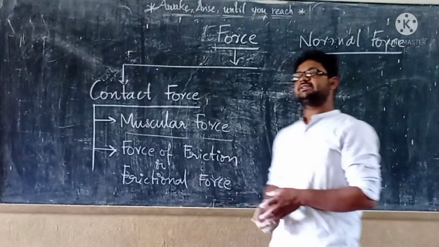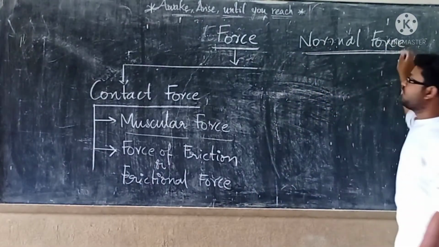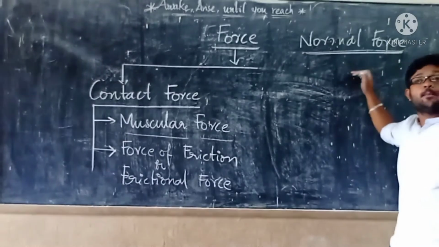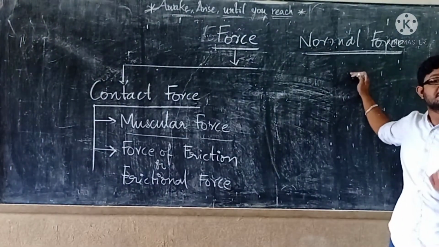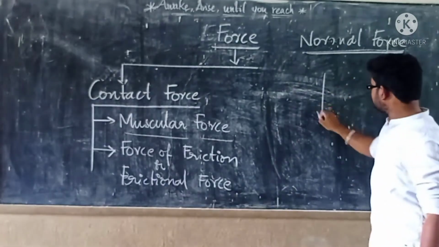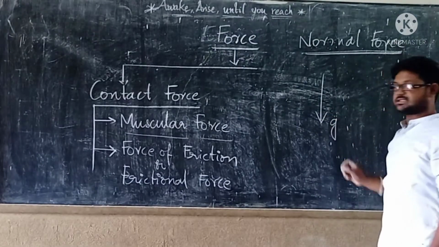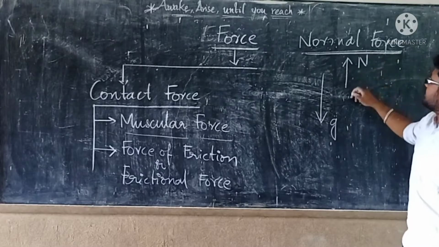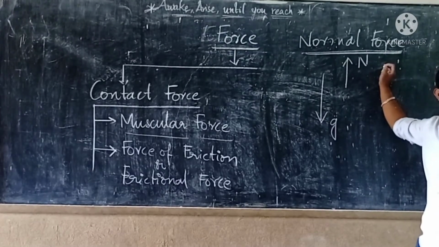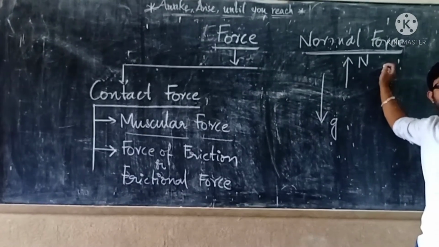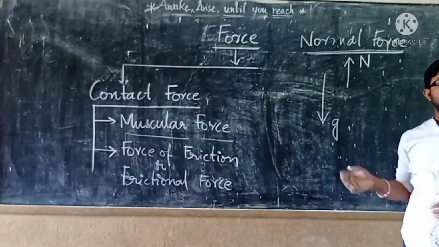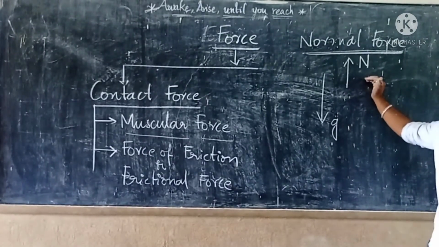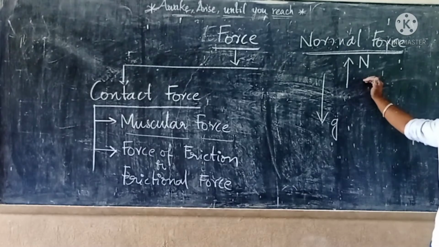Yes. Why? Because there is a normal force, which acts opposite to the gravitational force. If the gravitational force is working downwards, then definitely the normal force will be working vertically upwards. Did you understand? So the normal force acts exactly opposite to the gravitational force. Did you understand this one?